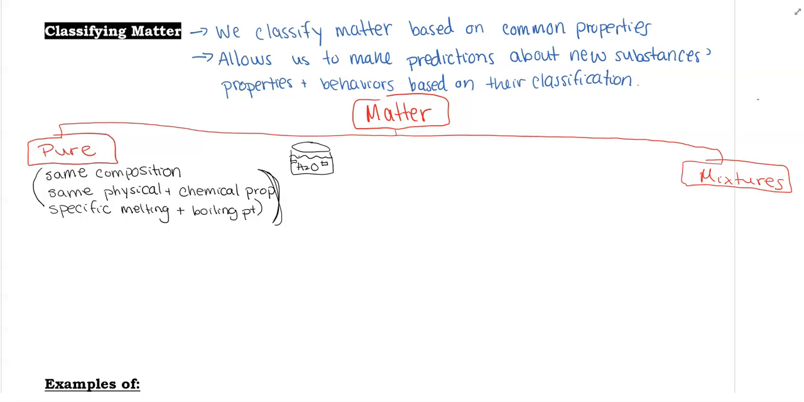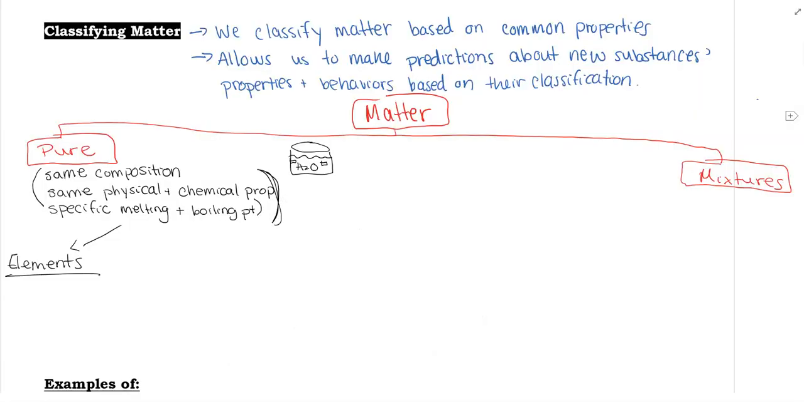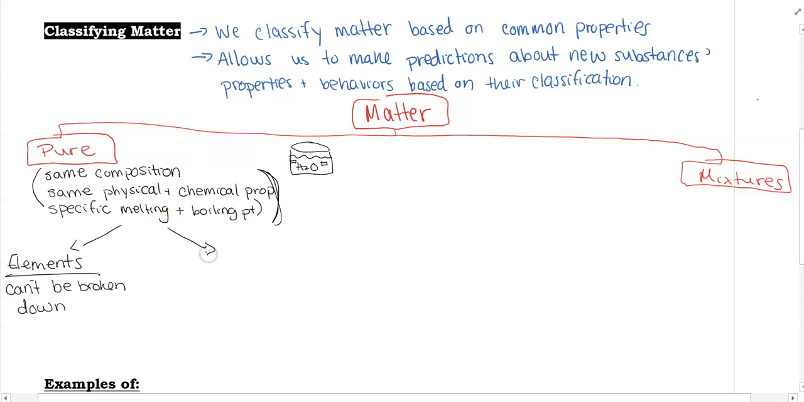Okay, now we can break this down even further into two parts. The first one is elements. So elements, those are what you see on your periodic table. So if I take a look at the periodic table, this element right here, zinc, is pure. If all I have are zinc atoms, it's a pure substance. If I have another beaker and all that's in there are oxygen atoms, it is a pure substance. Okay, so elements are considered pure, and what's interesting about them is that they can't be broken down. So if you have just a single element zinc, you can't break it down further into something else. This might make a little bit more sense when we talk about compounds.